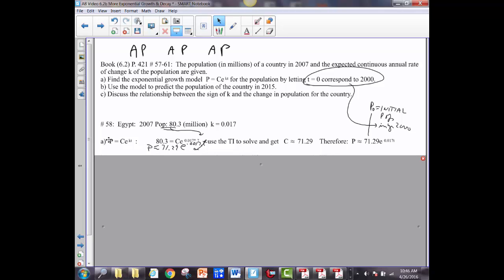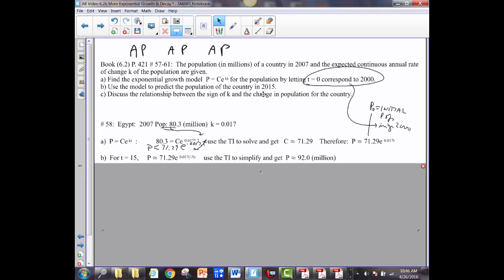Anyways, so we have that the population is 80.3, and it's in millions, so we'll just leave it as 80.3, and we know that that happens in 2007. So remember, if t equals 0 is 2000, then 2007 is t equals 7. So you're able to solve the equation and find the value of C, which is the initial amount, and that is 71.29 million people.